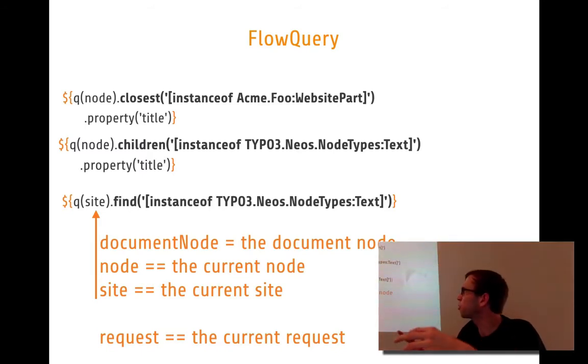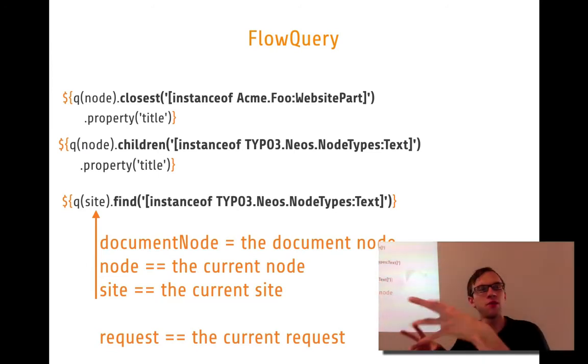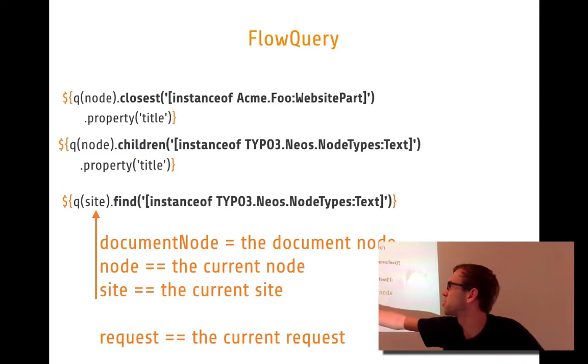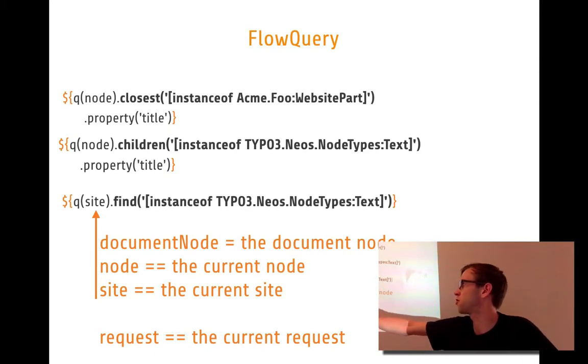We can also go down with the children operation. We go down, and this is what we filter. So getting all the children which are text. We can also start with node, which is the current node. We can also start with site.